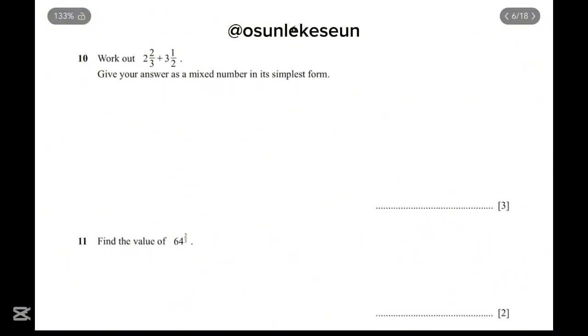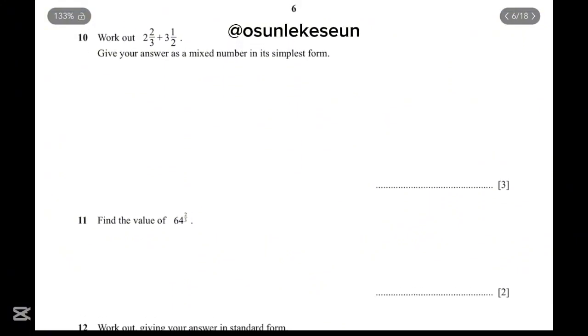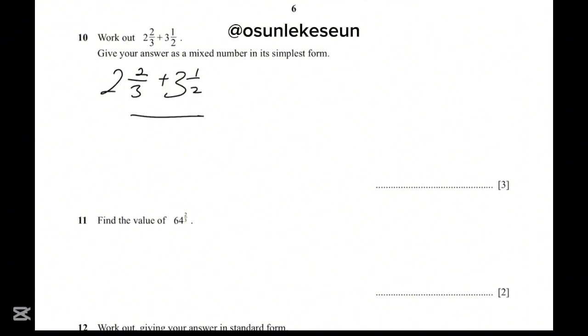So now question 10. Work out this in its simplest form. We can do it in 2 ways. So let's write 2 over 3 plus 3 whole number 1 over 2. Let's add the whole numbers together. That's going to give us 5. And the LCM of 2 and 3, you know how to do this. We have 2 here, 3 here. So if we do this, that's going to be 6. So the LCM of this is 6.